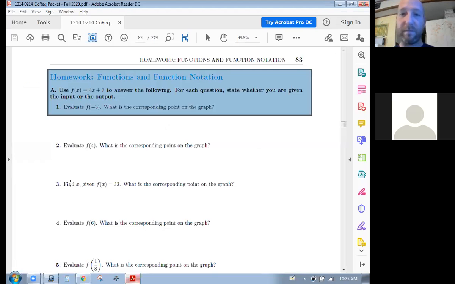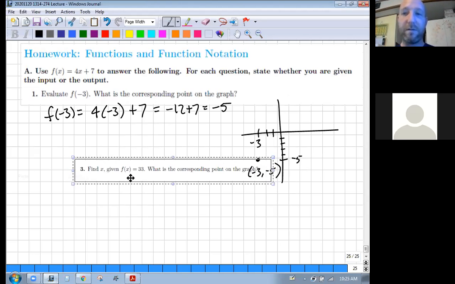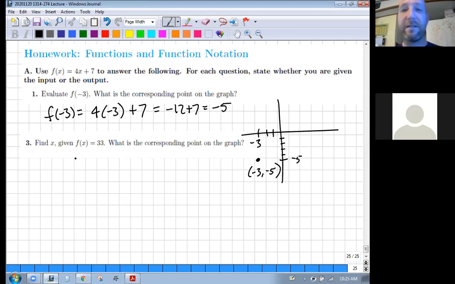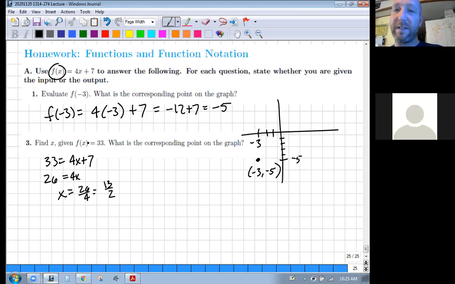All right. Let's get this one. Find x if f of x is 33. So we'll replace f of x with 33, and now we have to find x. If we subtract 7 from both sides, we get 26 is 4x. So x is 26 divided by 4, which would be 13 halves. So when f of x is 33, x would be 13 halves. That's 6.5. So 1, 2, 3, 4, 5, 6, and then a half. That's that point, 13 halves, 33.